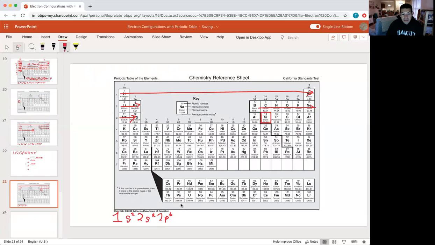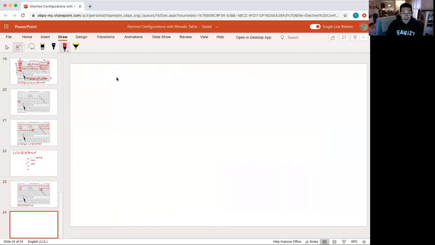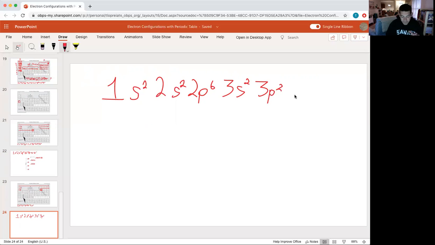Third energy level, 3s2. Third energy level, p orbital, 3p2, because it only needs 2 elements to get to silicon, aluminum then silicon. 3p2. All right. So I'm going to rewrite that configuration. 1s2, 2s2, 2p6, 3s2, 3p2. Ooh, sorry.